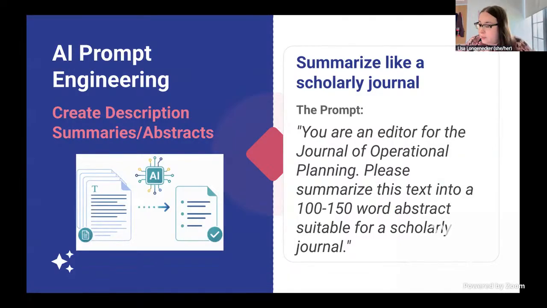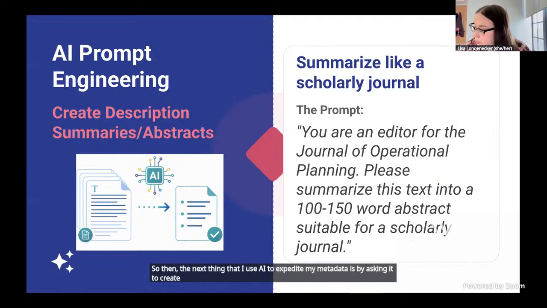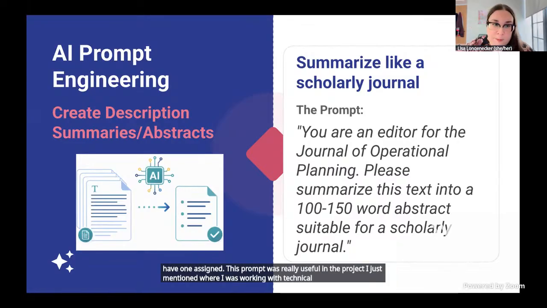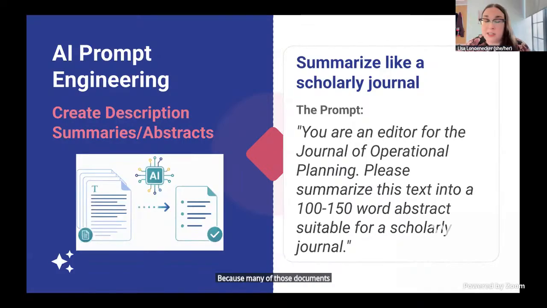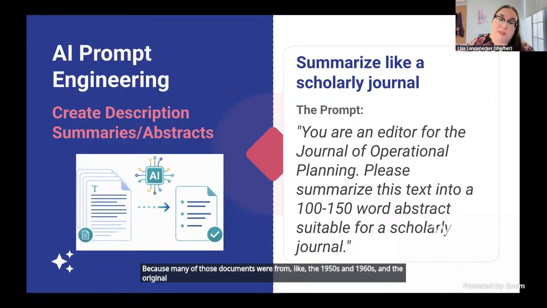So then the next thing that I use AI to expedite my metadata is by asking it to create a description, summary, or abstract of resources that don't originally have one assigned. This prompt was really useful in the project I just mentioned, where I was working with technical memorandums from our Department of Operations, because many of those documents were from the 1950s and 1960s, and the original authors did not assign any kind of summary to it.